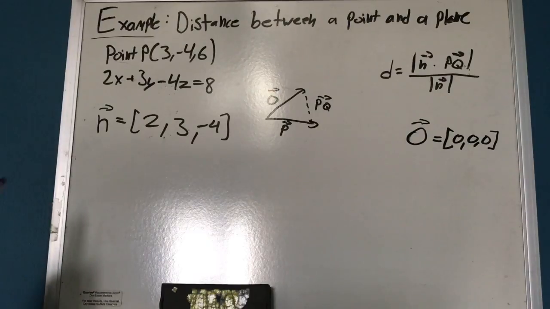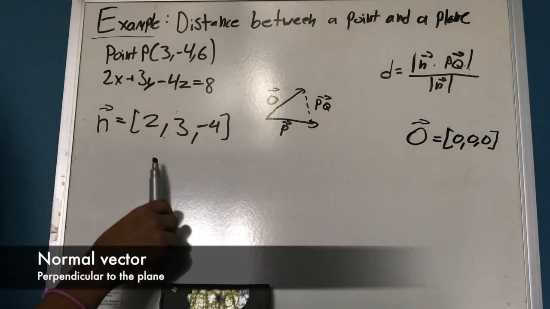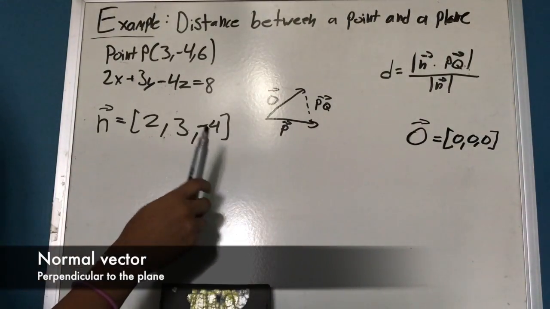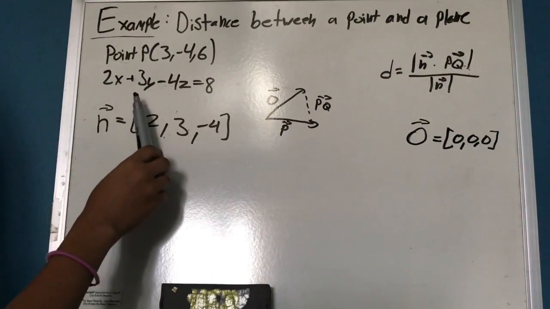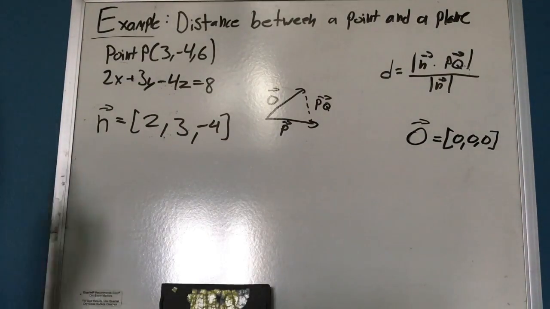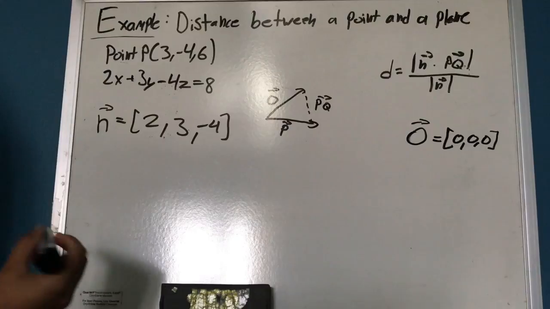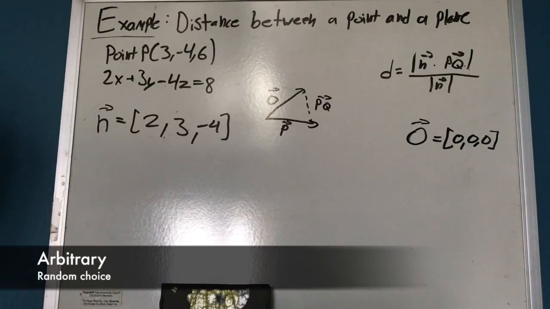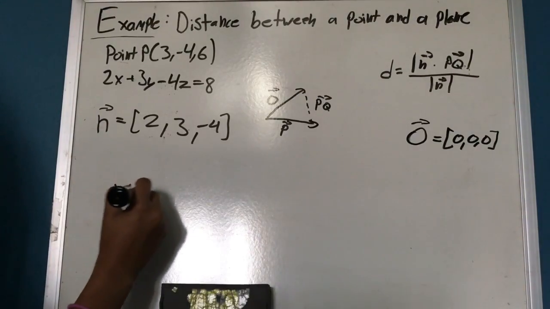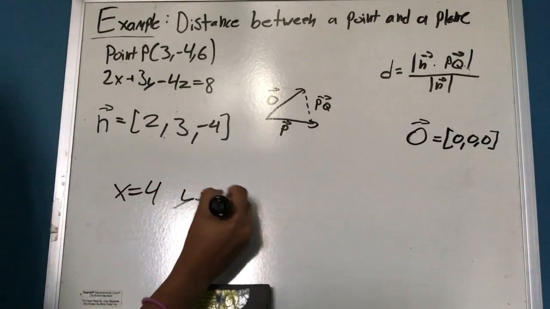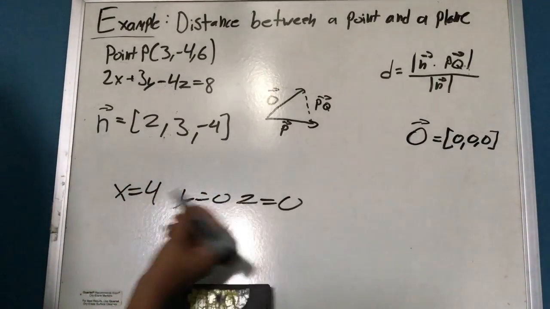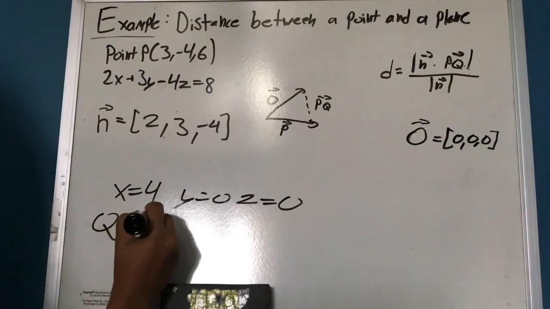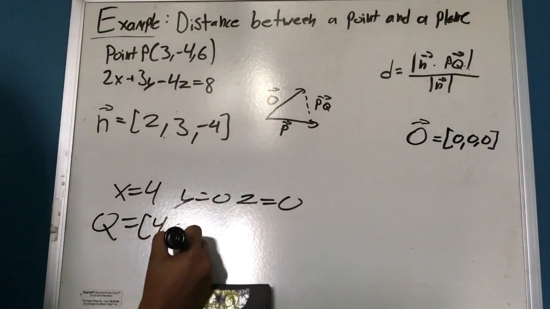So next we need to have our normal vector, which is 2, 3, negative 4, which we found just by the coefficients of the plane. And now we need to find vector PQ. To find the point Q, we can choose any point on the plane by selecting arbitrary values for x, y, and z. So we can say x equals 4, y equals 0, and z equals 0. So point Q equals 4, 0, 0.